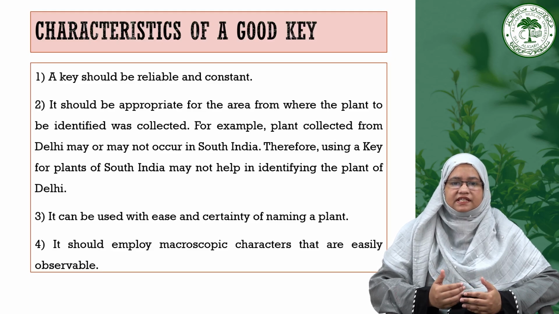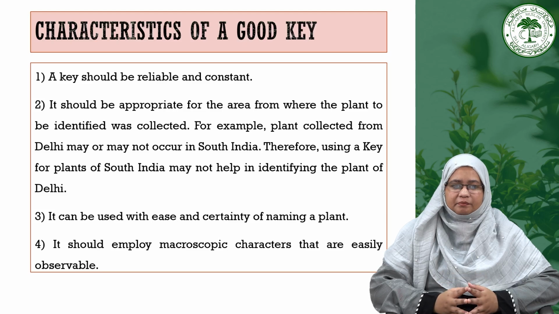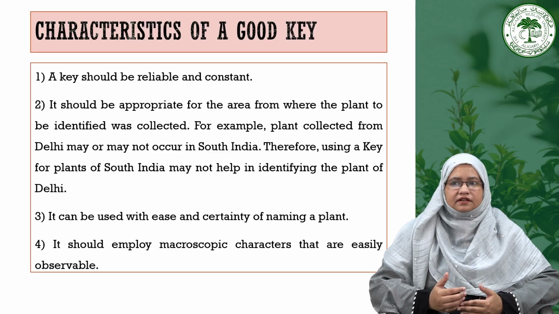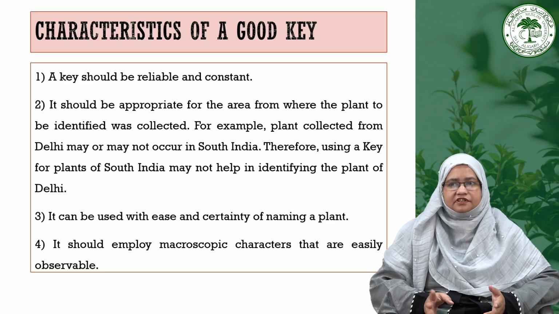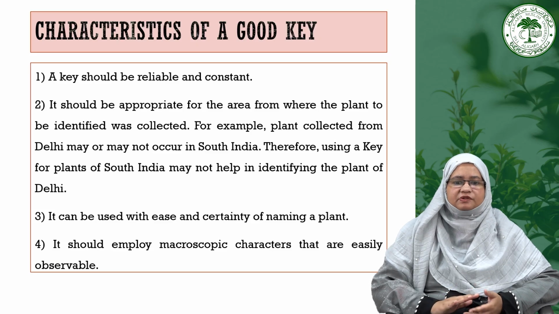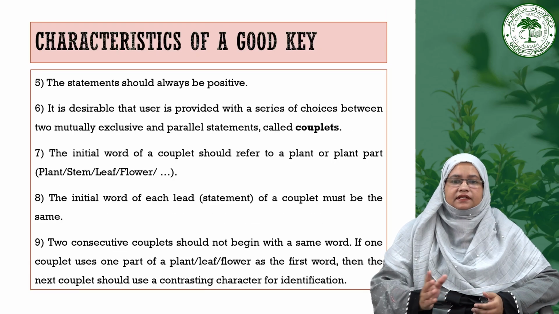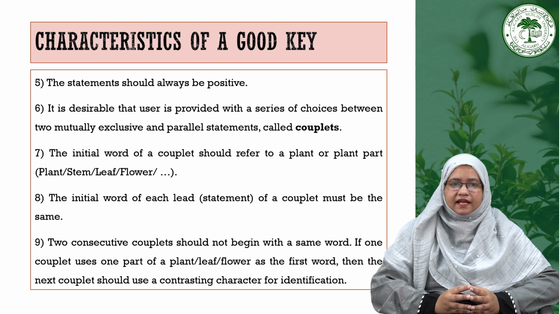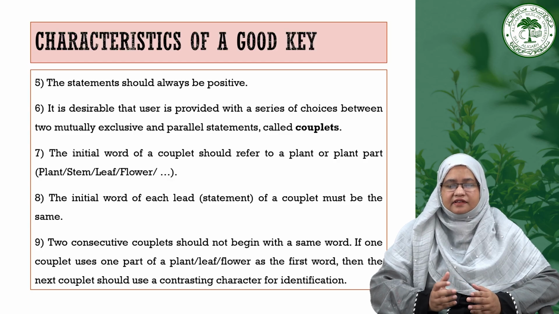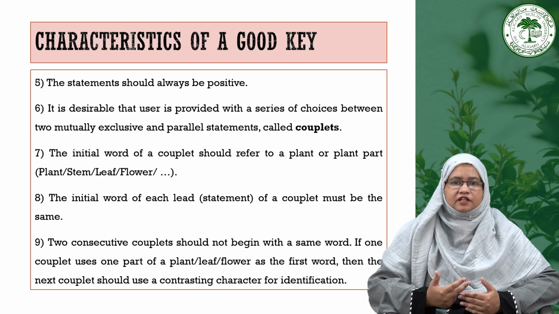Then it can be used with ease and certainty for the naming of a plant, and it should employ macroscopic characters that are easily observable, because we cannot study all the different characteristics at the macroscopic level or molecular level at a time. So keys should be based on the macroscopic level. Then the statement should be positive, and it is desirable that the user is provided with a series of choices between two mutually exclusive and parallel statements called a couplet. As I have told you, each key has two pairs of contrasting characters called a couplet, and then it has leads.